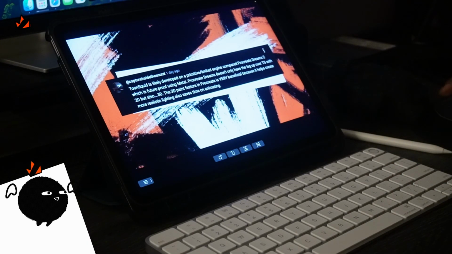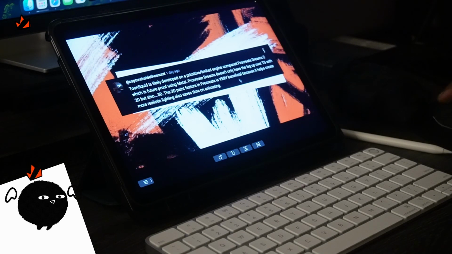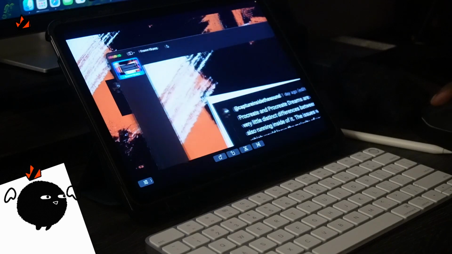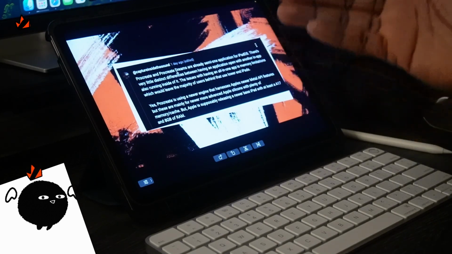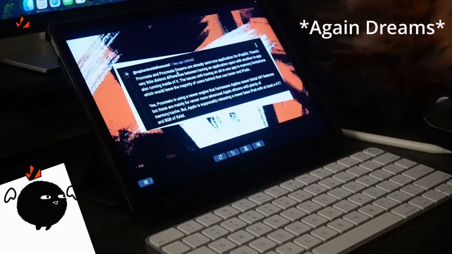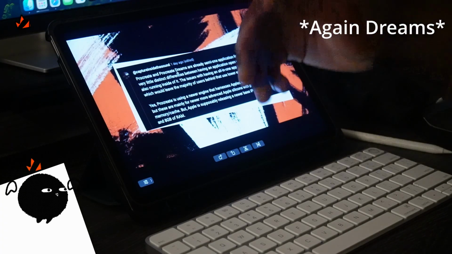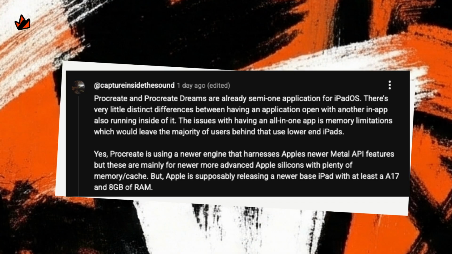All right. So then we'll look at this other comment that I think adds on to what capture sound says, and this was a reply to the question of whether it can replace Procreate in the first place. He goes on to say Procreate and Procreate Dreams are already one application for iPadOS. There's very little distinct difference between having an application open with another application running inside of it.